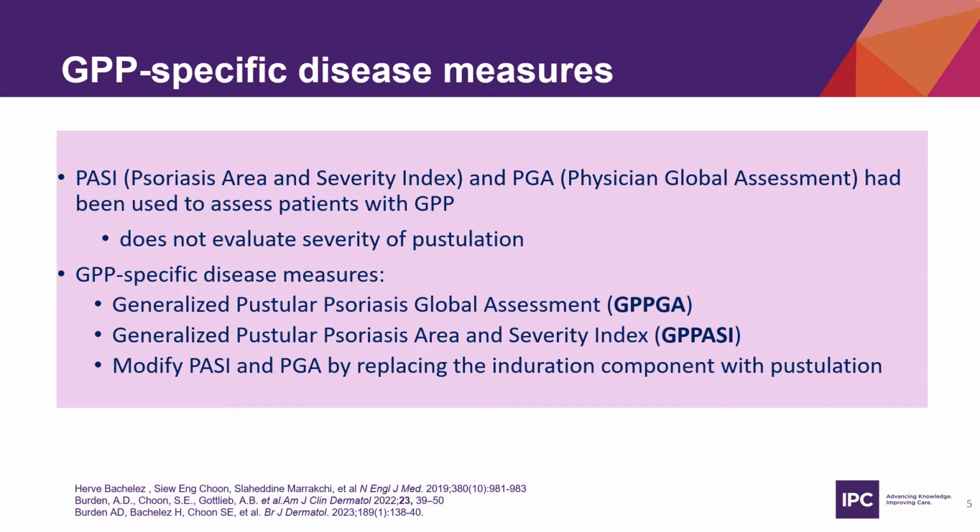In the past, PASI and PGA had been used to assess patients with GPP, but they do not evaluate pustules, the defining cutaneous feature of GPP. In 2017, GPPGA and GPPASI were developed for use in GPP clinical trials. These GPP-specific tools modify PASI and PGA by replacing the induration component with pustulation.